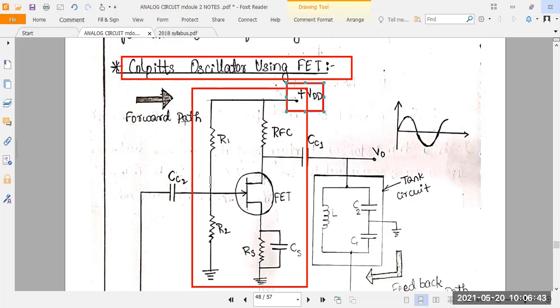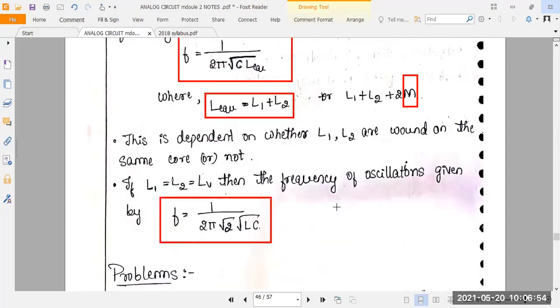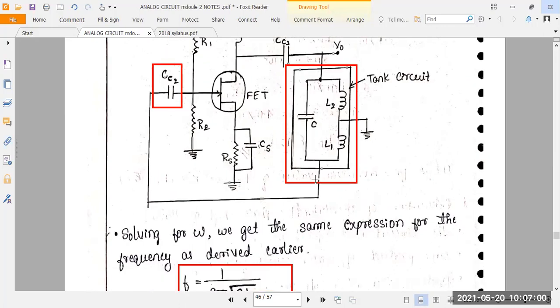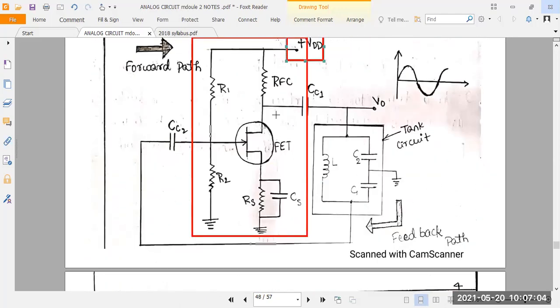So this is about the Colpitts. In Colpitts, C1 and C2 in series should be parallel with the inductance. In Hartley, L1 and L2 in series should be parallel with the capacitance. Don't get confused here, but the amplifier diagram is the same. We also take a radio frequency choke here, because it blocks the DC and passes the AC.